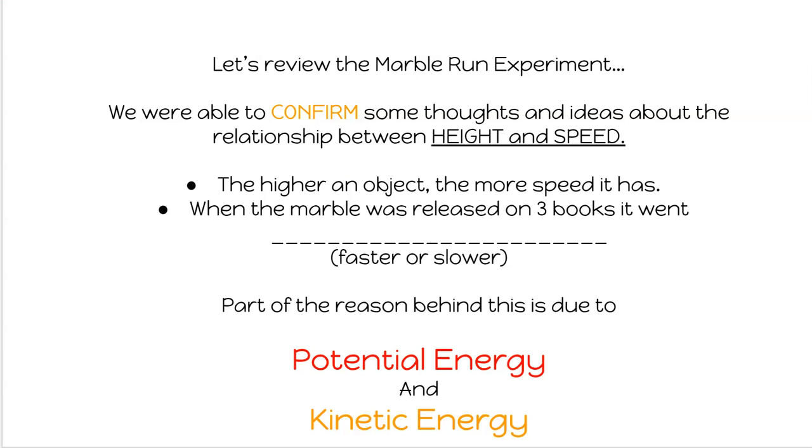So we're going to think back to our marble run experiment, and we were looking at the effect that height had on the speed of a marble as it rolled down the tube. If the object was higher, like we did in our experiment with 3 books, then the more speed that marble had rolling down the tube. As the marble was released on top of 3 textbooks, it went faster than that marble released on just 1 textbook because it wasn't as high.